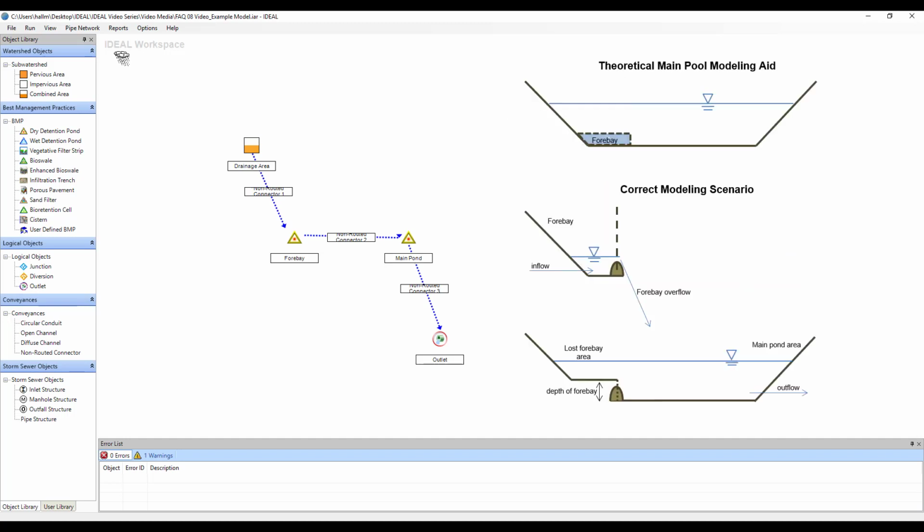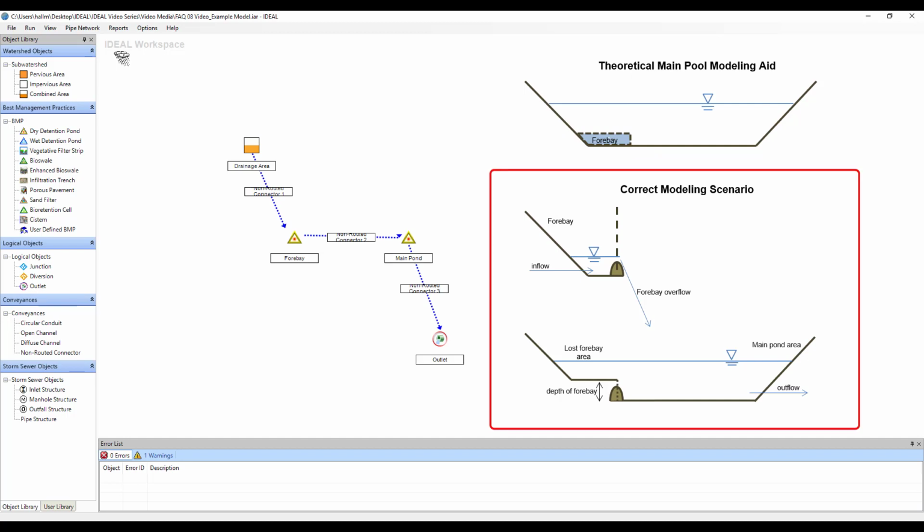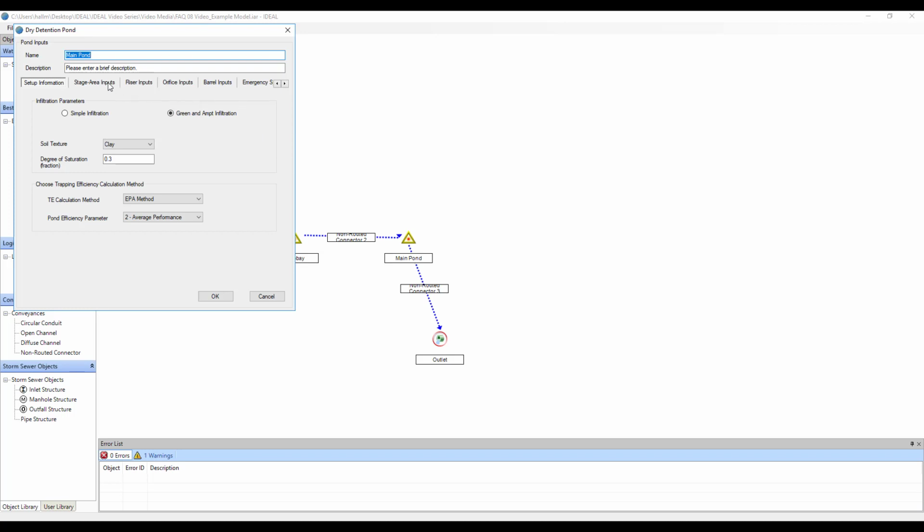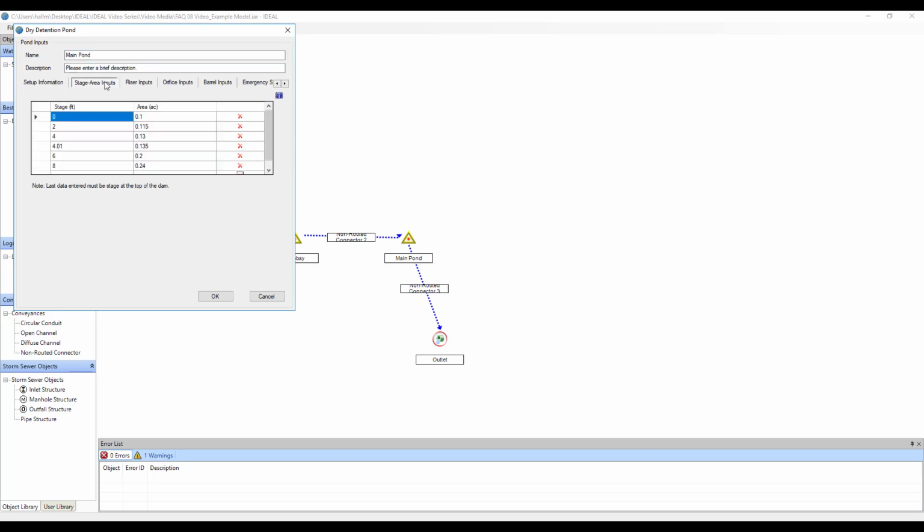The goal is to get the main pool to look like the designed pond with a section cut out for the forebay, as shown in the theoretical main pool modeling aid diagram. The correct modeling process is more clearly depicted in this diagram. The lost forebay area is restored in the main pond area. The correctly modeled main pond will only differ from the actual design pond in the stage area inputs table. For every stage below the top of the forebay, simply subtract the forebay's area from the design pond's area to find the main pond area.